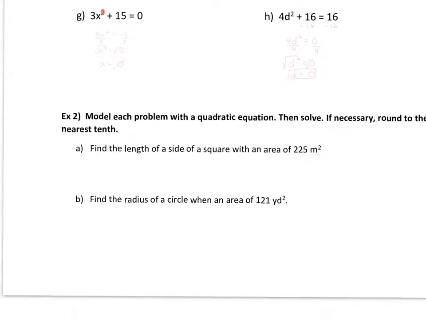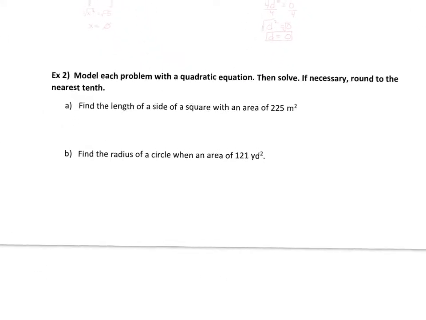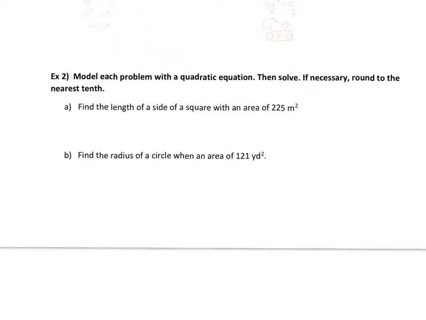All right, the last thing we're going to look at: model each problem with a quadratic equation. Remember, quadratic just means it has an exponent of 2 in it. So we're writing an equation with a squared in it somewhere. Solve and round to the nearest tenth if necessary. All right, so find the length of a side of a square with an area of 225 meters.